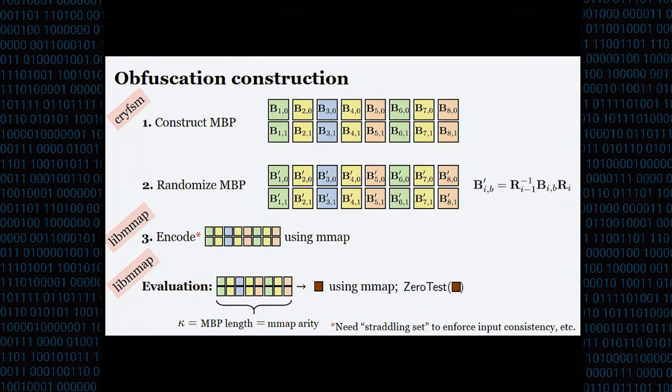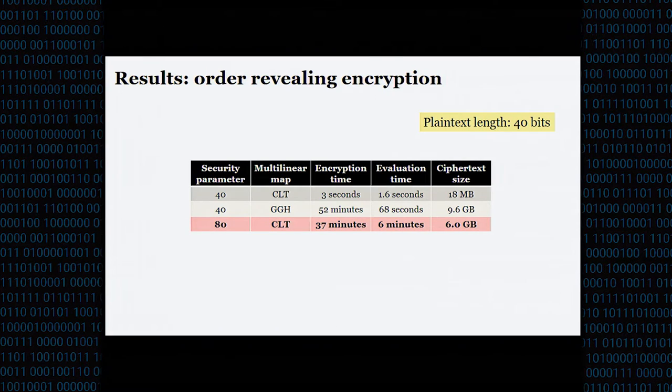Okay, so now to get to some performance results. So performance isn't great, but this is a first step, and hopefully any future development in this area will be able to plug into our framework and easily benchmark the performance versus prior work. So for order revealing encryption, for plaintext length of roughly 40 bits, really space 0 to 10 to the 12 minus 1, we have the following results.